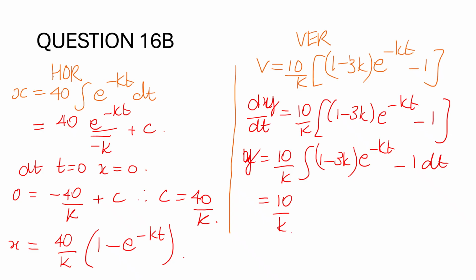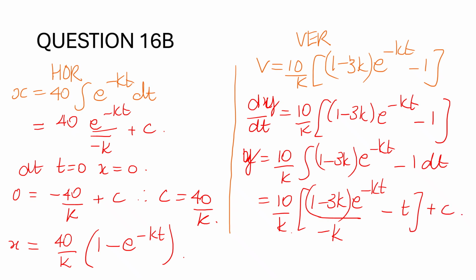Integrating 1 minus 3k e to the negative kt on negative k, take away t, plus c. Again, at t is equal to 0, y is equal to 0. C is going to be equal to 10 on k squared, 1 minus 3k.